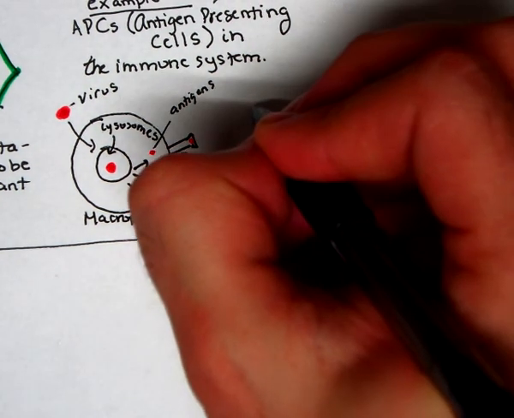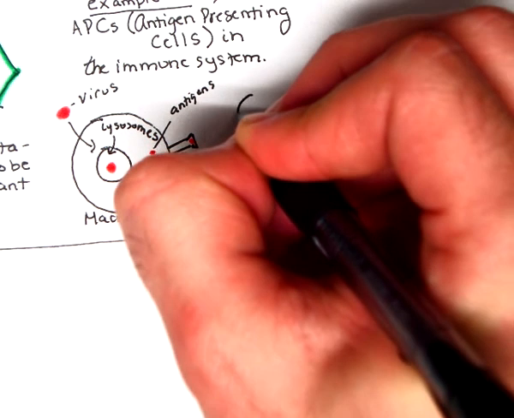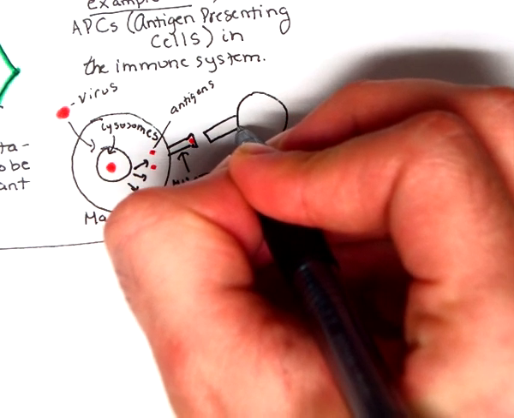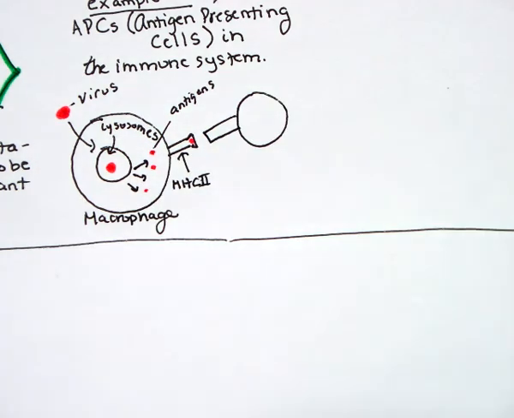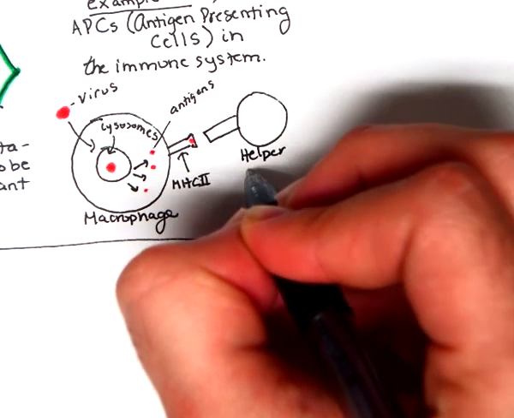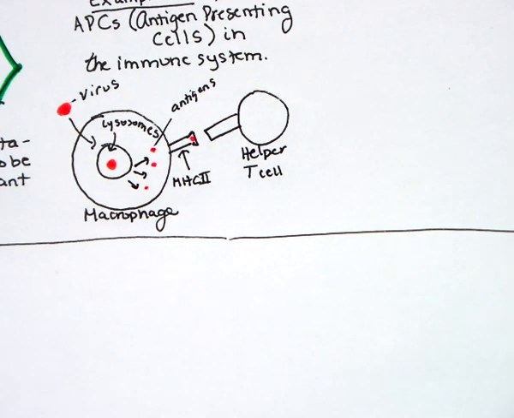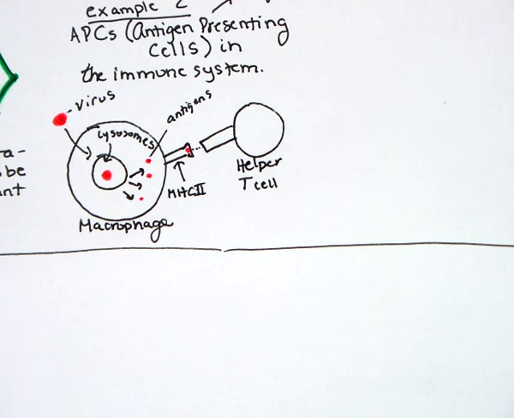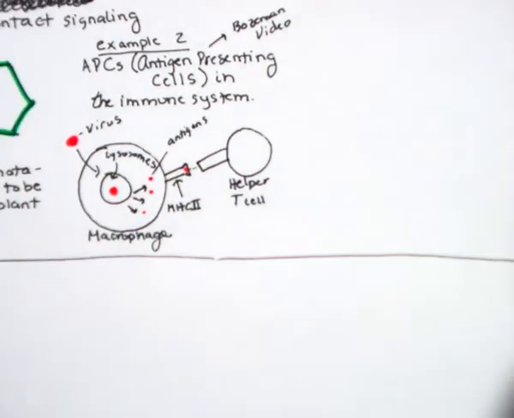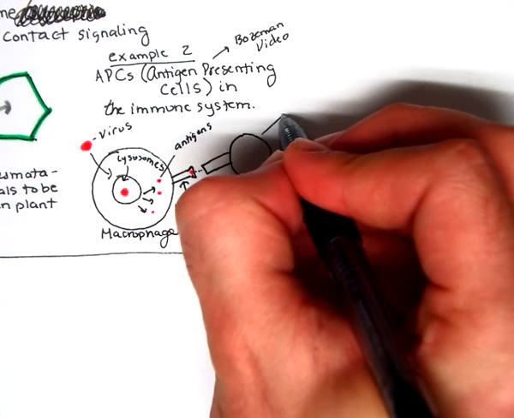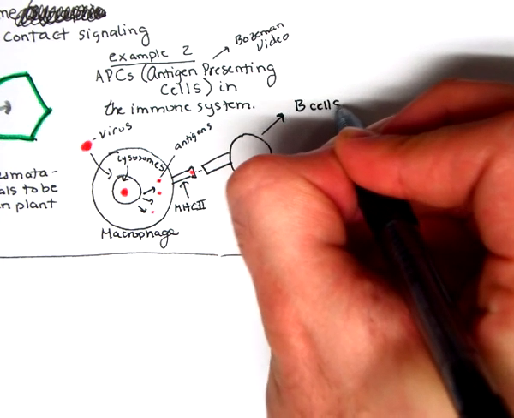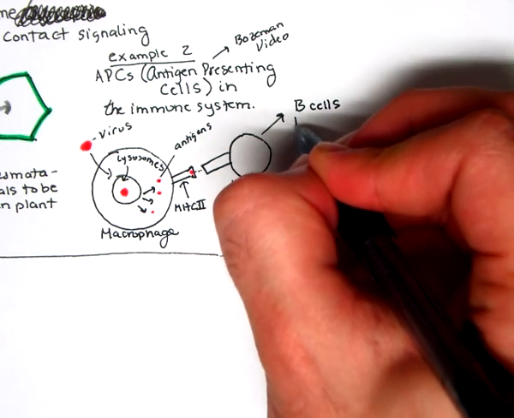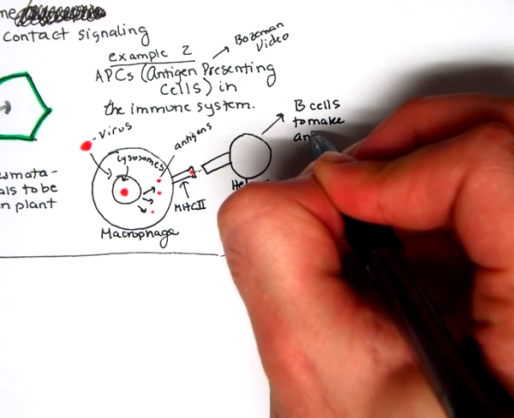And then you have this little buddy called a helper T cell that'll come by with its own receptor to recognize that antigen. Right? And once it does that, it can actually go to B cells. It'll activate B cells to make antibodies.